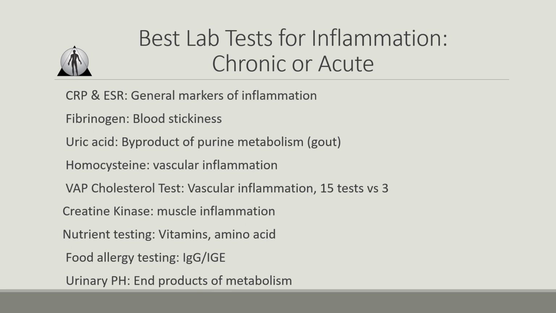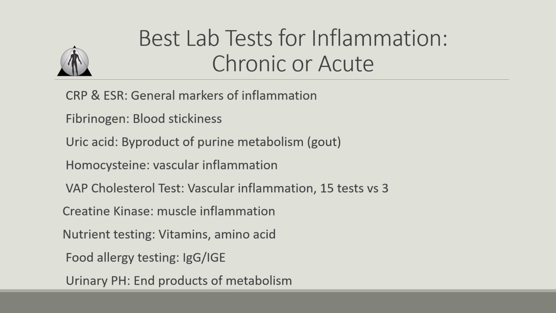The next one I like is something called fibrinogen. Fibrinogen more or less tells us how sticky our blood is. So the stickier the blood is, the more it's likely to coagulate and clog and clump things up. So if you want a good indicator of inflammation as it relates to the cardiovascular system, then fibrinogen would be a great one to add.